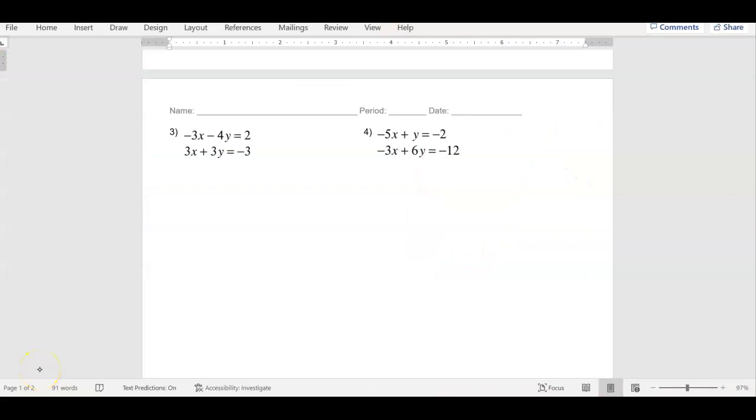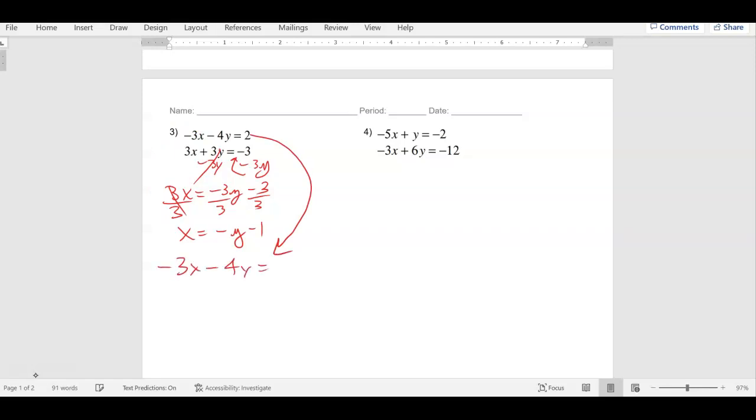I'm going to do this a little faster. Bring this down. Actually, we're just going to solve this one, getting rid of the y. And then we divide by the coefficient. And then we're going to plug that in right here. So let's actually write this equation down here. Negative 3x minus 4y equals 2.